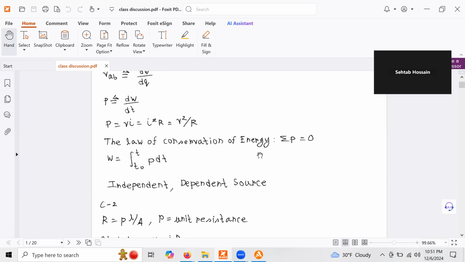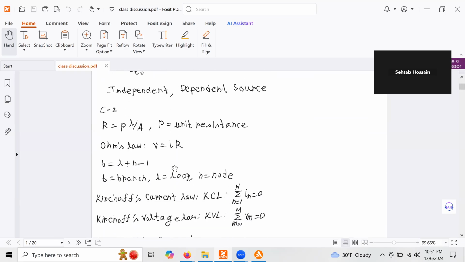Then we learned about independent and dependent sources. Independent sources are two sources: voltage source and current source. What about dependent sources? We have 4 dependent sources: voltage controlled voltage source, voltage controlled current source, current controlled current source, and current controlled voltage source. We will see the use of these dependent sources in lecture 4.